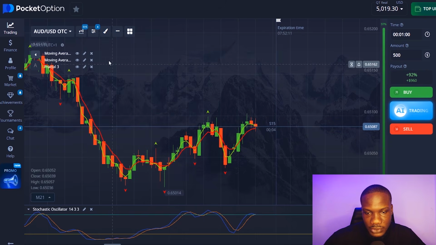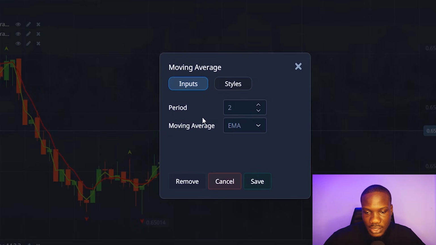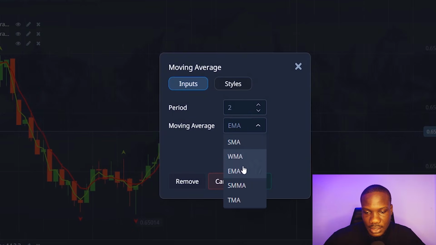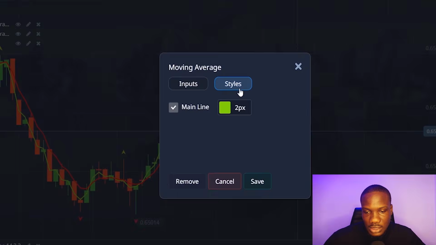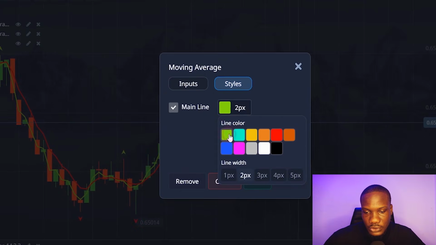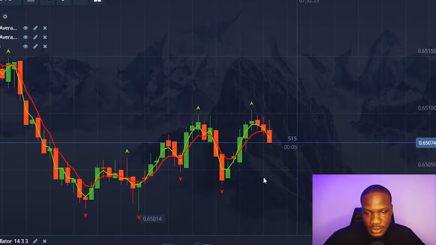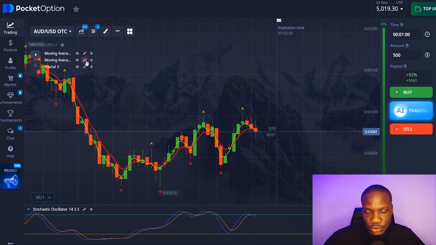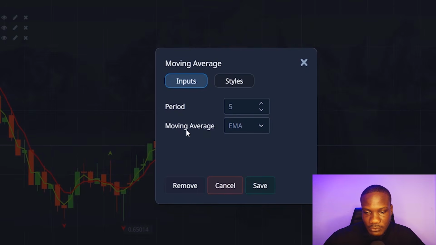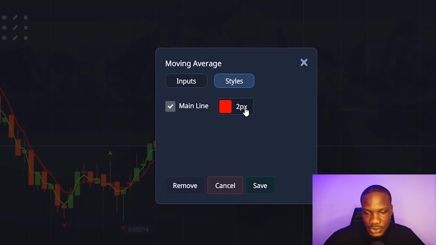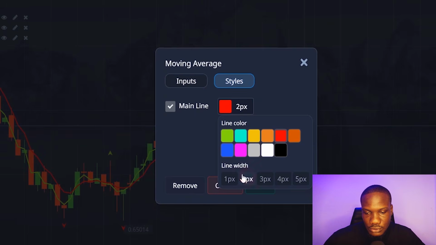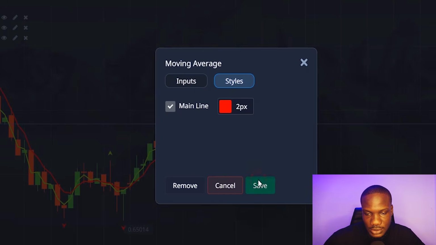The settings of my first moving average comes with the period of 2. I'll be using EMA. Right here on the style level, I'll be using a green color and 2 pixels. So when I'm done, I'll click on save. My second moving average comes with the period of 5, EMA. Right here on the style level, I'll be using a red color, 2 pixels. So when I'm done, I'll click on save.